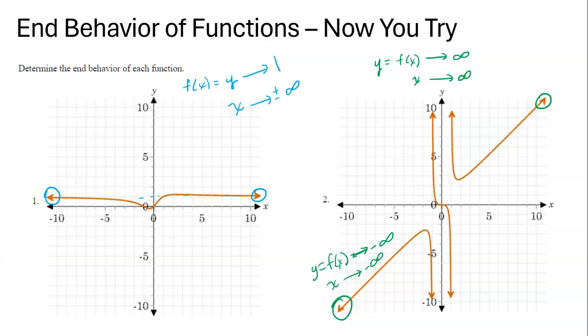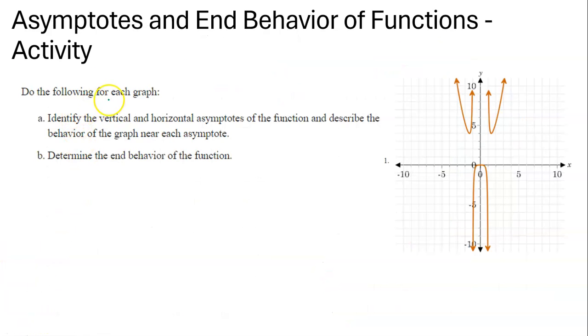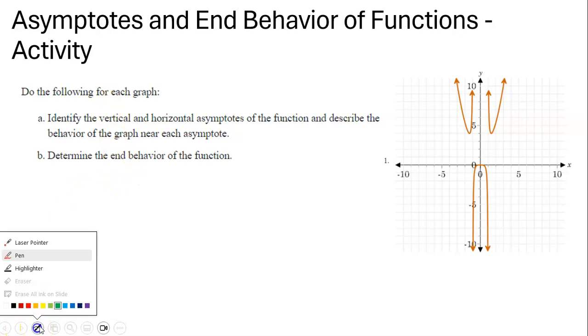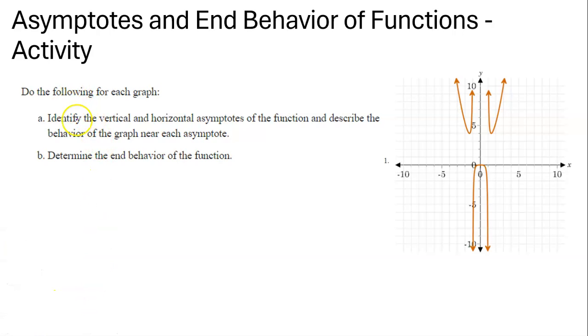All right, next one. Okay. This is do the following for each graph. Identify the vertical and horizontal asymptotes of the function. Describe the end behavior. Determine the end behavior of the function. All right, so let's see what we got here.